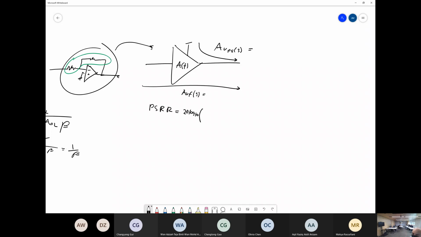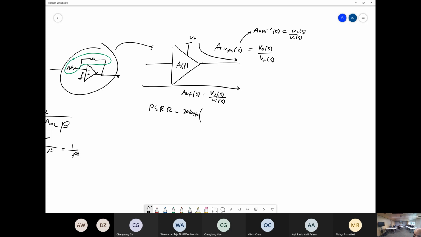Your AVPS would be your output divided by your input. So your output is VO divided by your input, which is, let's say, V plus. So that's your output divided by your input. Your forward gain is just VO divided by VI, output divided by input. For your power supply rejection ratio, we want to find VO on V plus. So what we do is we invert AVPS. AVPS to the power of -1, function of S, is equal to V plus on VO. It's just flipping this fraction.